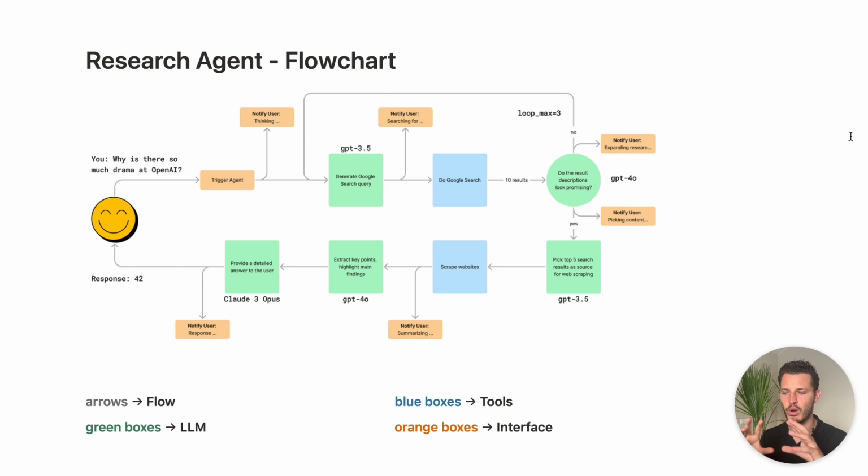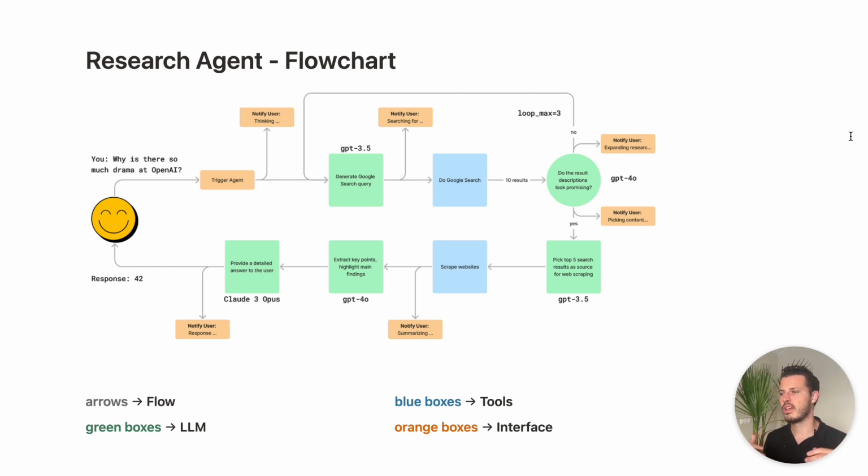We have the green boxes. The green boxes represent the LLMs. Then we have the blue boxes. The blue boxes are basically tools. We use a tool every time an LLM makes a decision to use one, or we just decide ourselves to use a tool by integrating it into the flow. And then we have the orange boxes, which basically represent the interface, how we, the user, communicate with the agent.